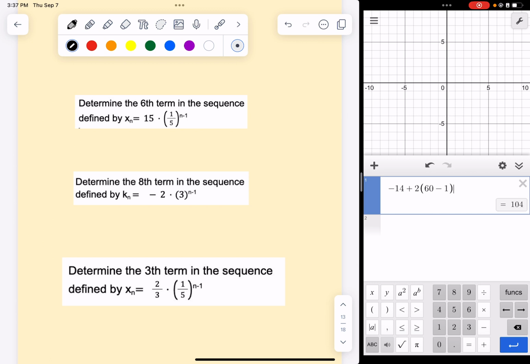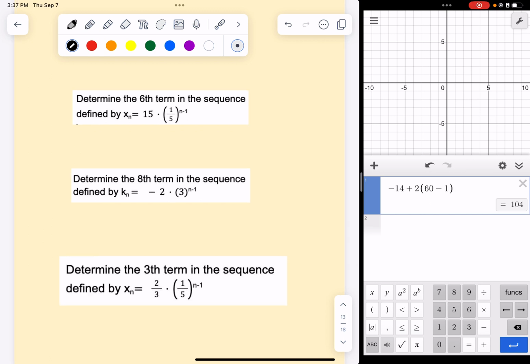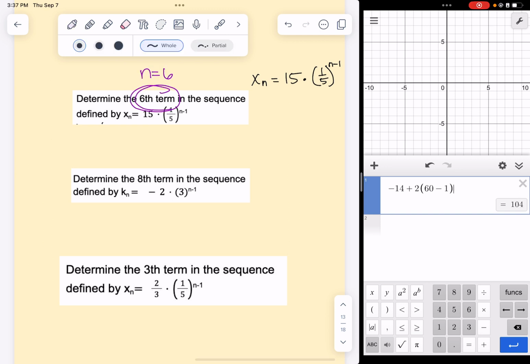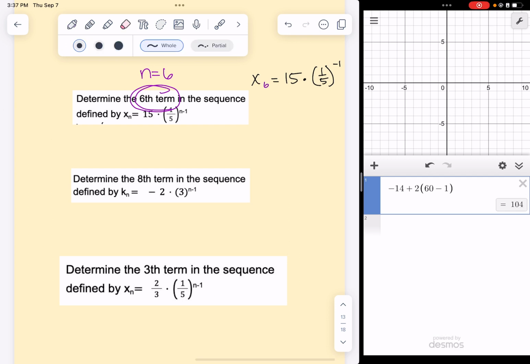Same thing here. Determine the 6th term in the sequence defined by x_n equals 15 times, this is multiplication, 1 over 5, to the power n minus 1. In this situation, our n is going to be 6, so we erase the n and put 6. Then I plug this into the calculator.